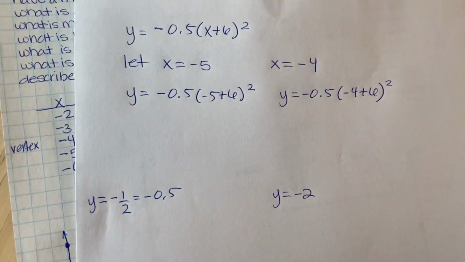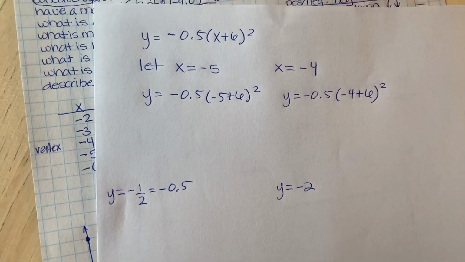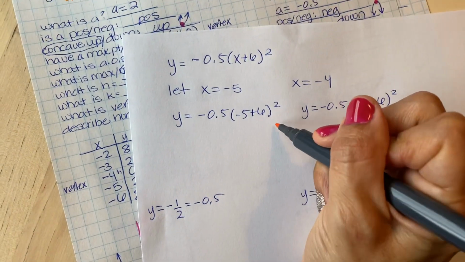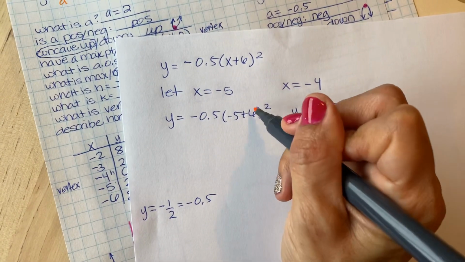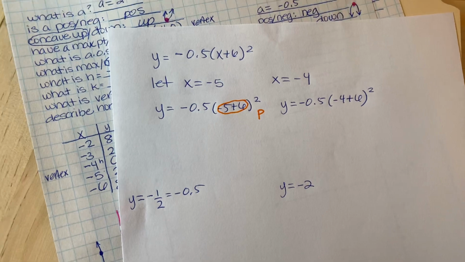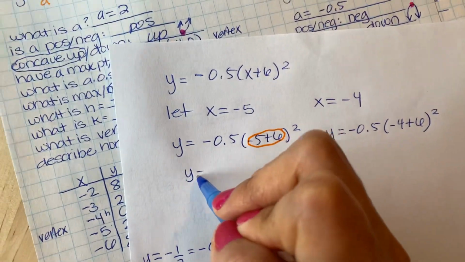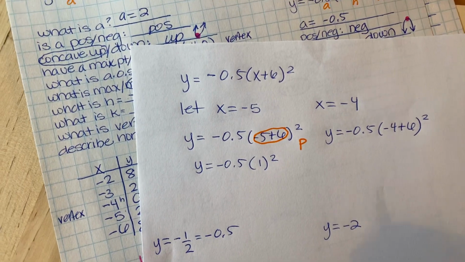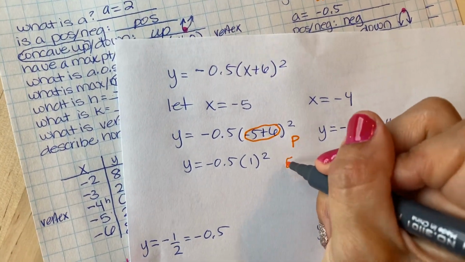All right, but now let's solve it by hand. Remember, you're going to take parentheses first. So I get y is equal to -0.51 squared. Now I'm going to take the exponent.